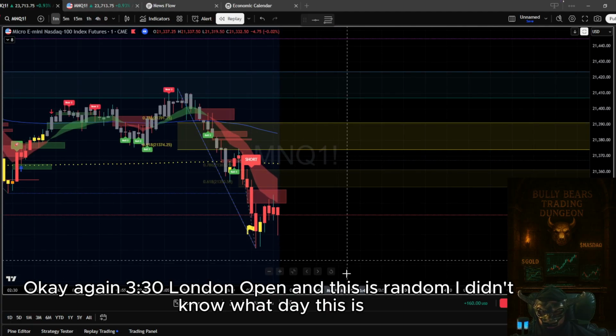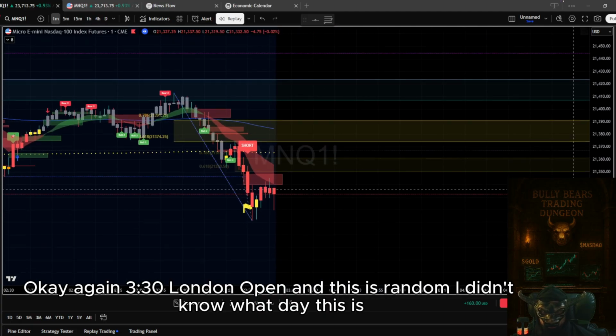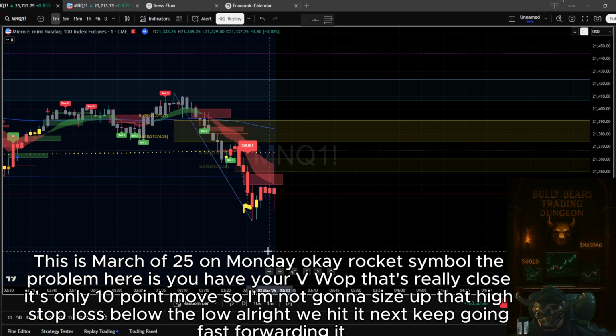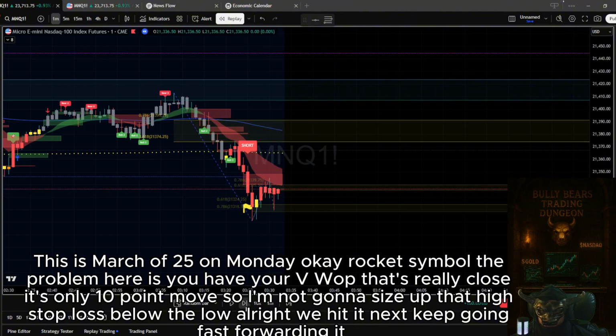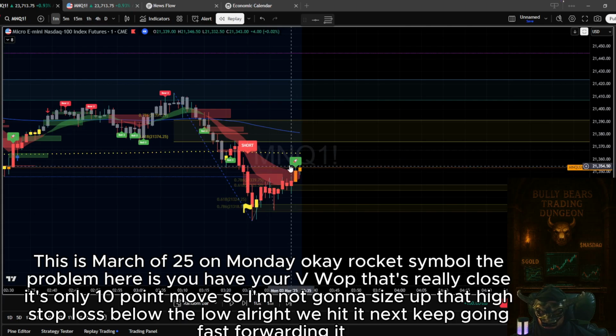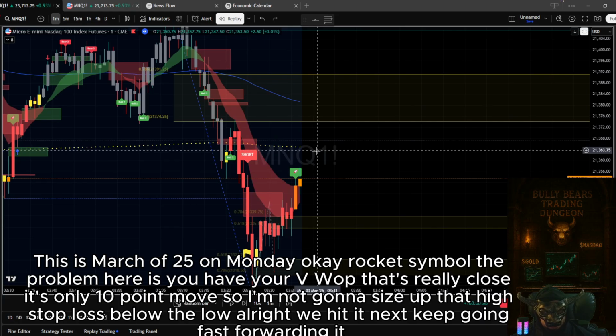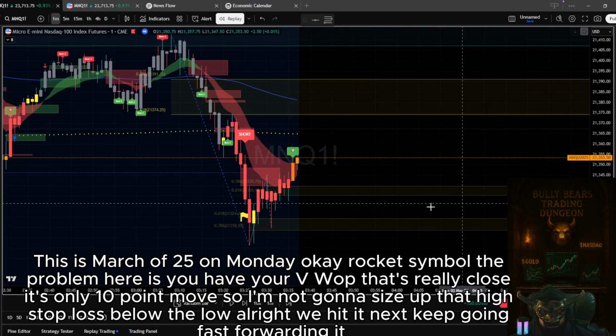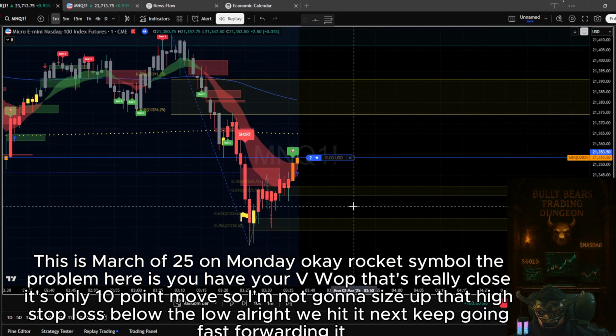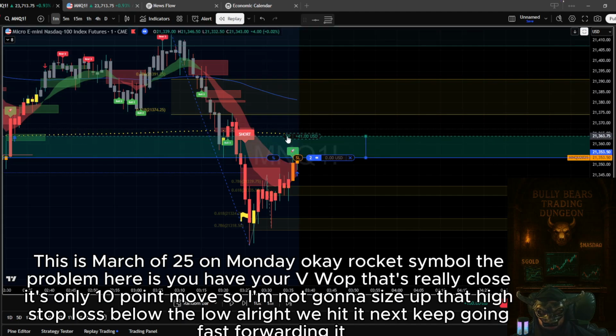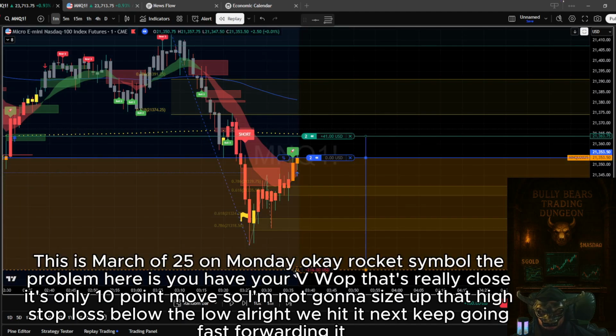Okay. Again, 3:30, London Open. And this is random. I don't even know what day this is. This is March of 25, a Monday. Okay, rocket symbol. The problem here is you have your VWAP that's really close. It's only a 10-point move, so I'm not going to size up that high. Stop loss below the low.